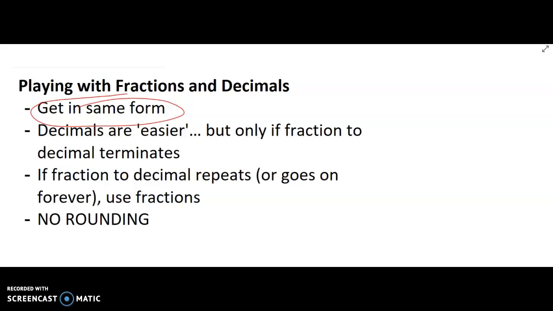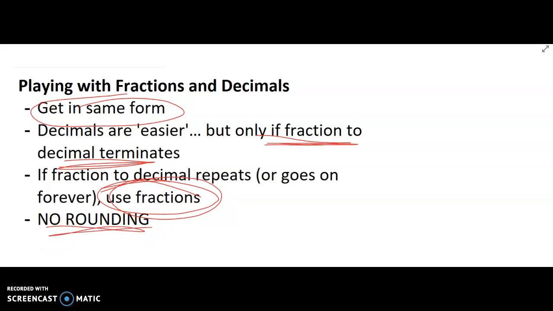If you're doing this by hand to fully understand how this all works, we need them to be one or the other. Now, in my experience here, I would say changing fractions to decimals and then playing with all decimals is easier. However, you have to make sure that the fraction to decimal terminates. Meaning, if you change that fraction to a decimal in your calculator and it becomes 18 million digits long, that's not okay, right? If the fraction to decimal conversion repeats or goes on forever, you must use fractions.